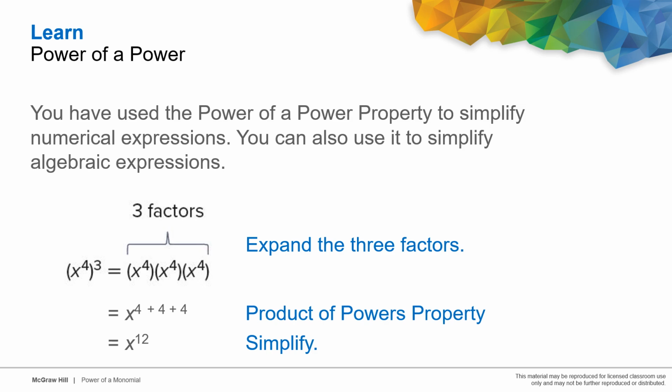All right, as we can see here, we have x to the fourth power raised to the third power, which means we have x to the fourth power 3 times. Knowing our product of powers property, when we multiply similar bases, you just add the exponents. So 4 plus 4 plus 4 equals 12. Now today we are going to learn another way to get that answer using that power of a monomial rule.